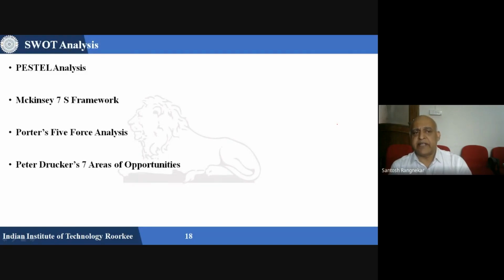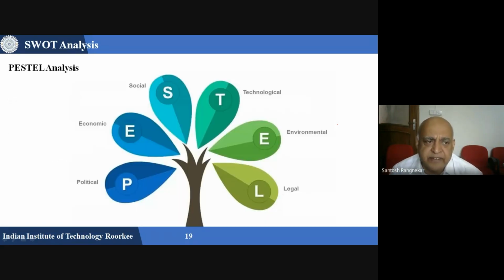Now, what are the different methods of SWOT analysis? One is the PESTLE analysis, the McKinsey 7S framework, Porter's five force analysis, and Peter Drucker's seven areas of opportunities. Now we will take them one by one. Whenever we make the PESTLE analysis, it covers social, political, economic, legal, technological, and environmental factors. We identify a particular situation, and then we make this scenario or analysis for the organization.